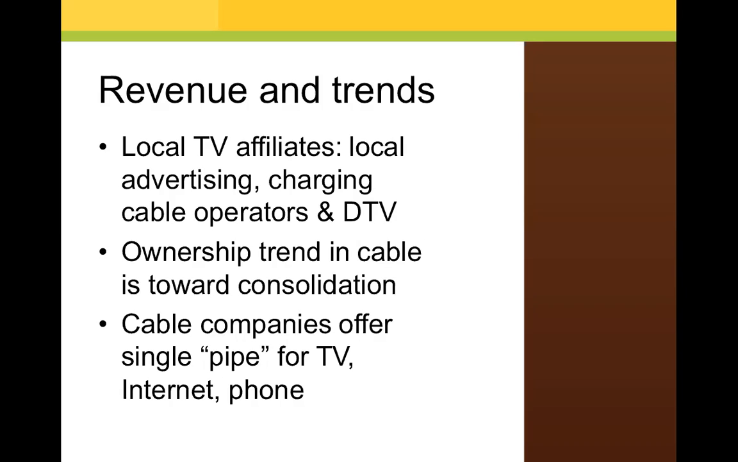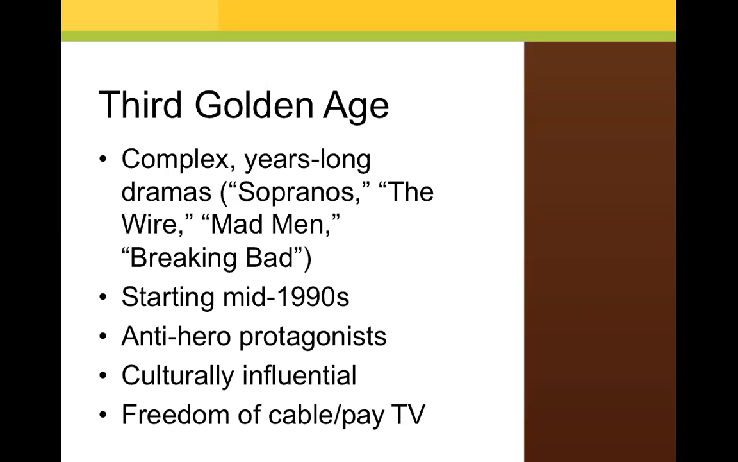Well, all of it is about consolidation. Fewer companies owning more and more of the services. Cable companies and DBS services offer a single pipe for TV, internet, and phone, and that might be a nice bundle and make it convenient, but those prices have gotten pretty high, and people are trying to look for alternatives to that. So what about the third golden age of TV?